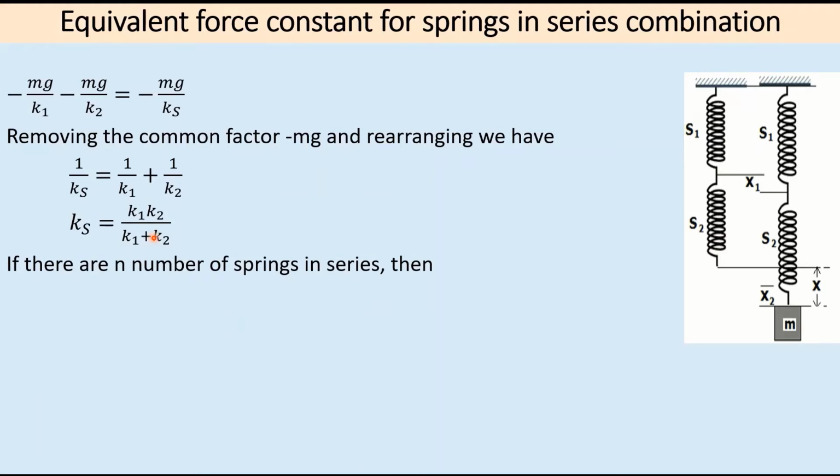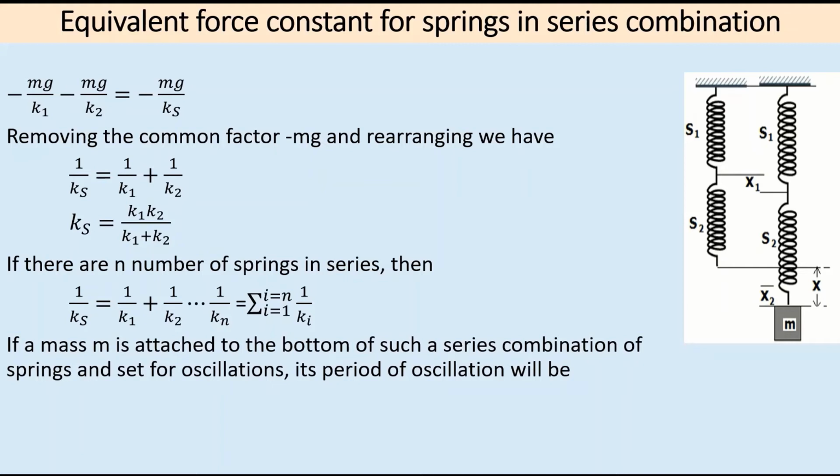Here we got only 2 springs. Instead of that, if we have n number of springs in series, then the equivalent force constant is given by 1 by Ks is equal to 1 by K1 plus 1 by K2 and so on up to 1 by Kn. So that is equal to the summation over i from 1 to n of 1 by Ki.